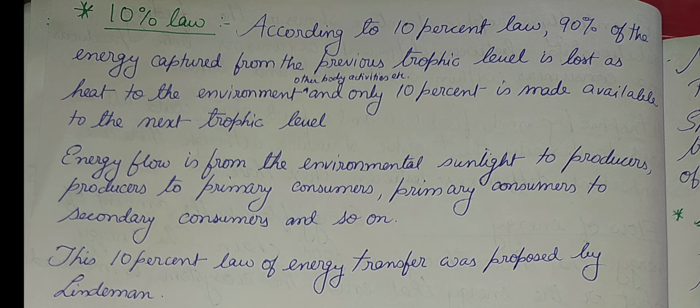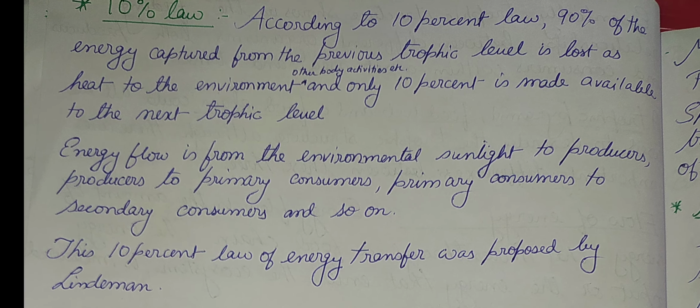So when it says that the energy which was stored in the form of biomass by the previous trophic level, when the organism is consuming and utilizing it, about 90% of the energy captured from the previous trophic level is lost as heat to the environment due to other body activities, and only 10% is made available to the next trophic level, right? So this is the rule.